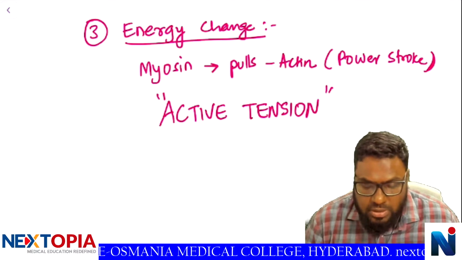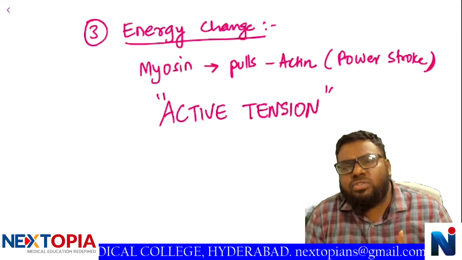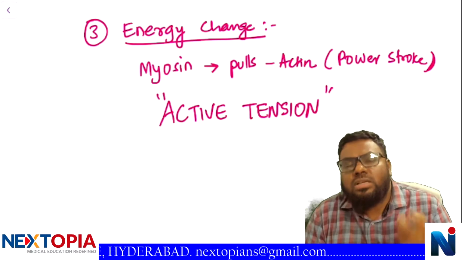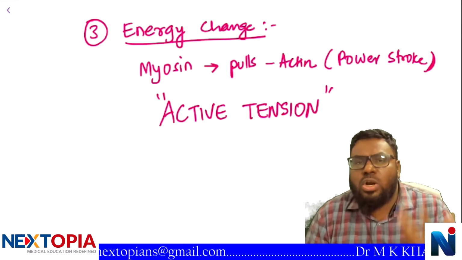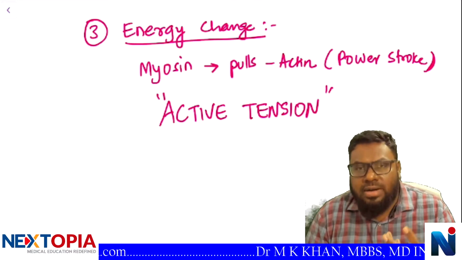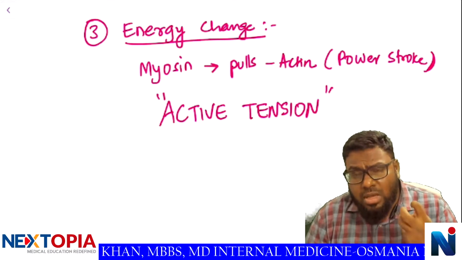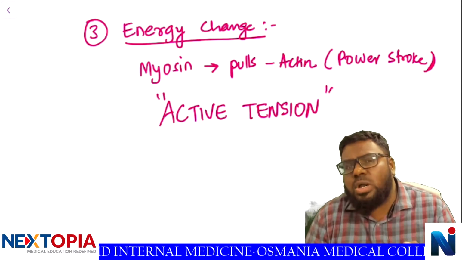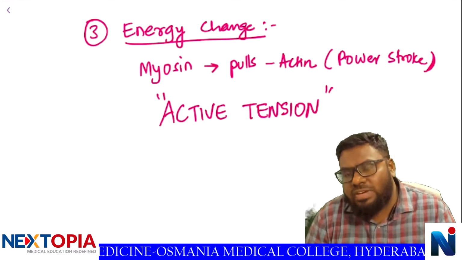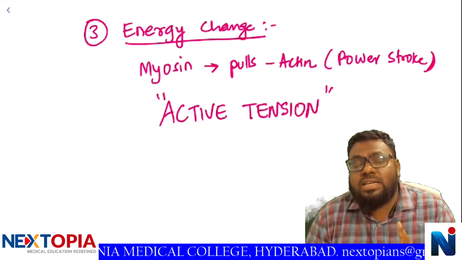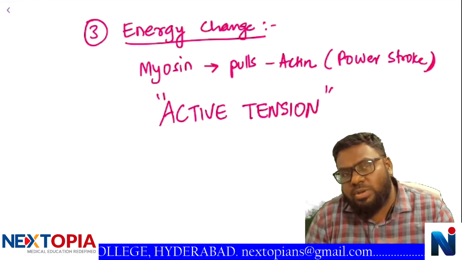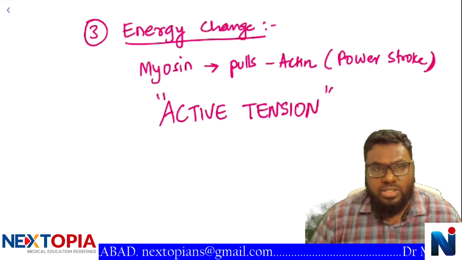I told you that if this power stroke is enough to create a load onto the muscle, the force is enough to create load onto the muscle, it causes contraction. Such contraction we are calling isotonic contraction. If the force is not enough to create a load onto the muscle, there is no shortening of length of the muscle fiber, but still contraction is occurring between actin and myosin filament. You are calling it isometric contraction.